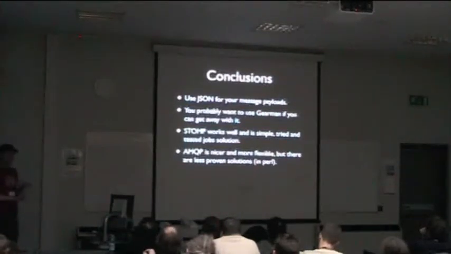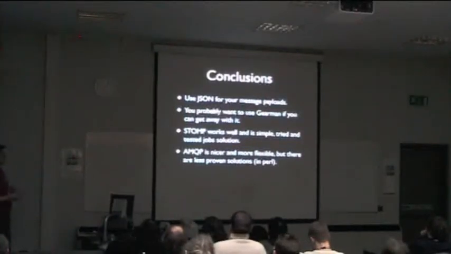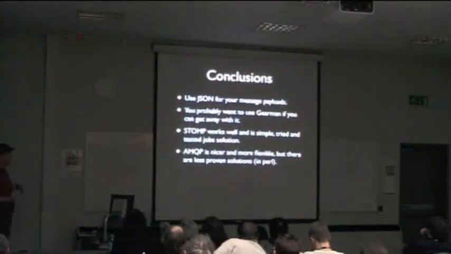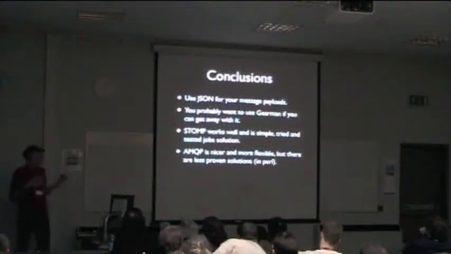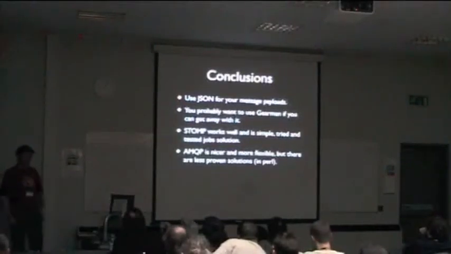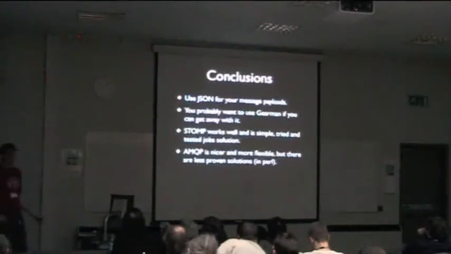Use JSON for your message payloads. It's nice, it interoperates, it means you can pass messages to Ruby or Python or anything else much more easily than with something else. If you can get away with using YAML, then do that. It's almost certainly the simplest solution. STOMP works well, other than the fact it involves Java and massive stack traces. AMQP is nicer, but then RabbitMQ is Erlang, which involves massive stack traces. There are less proven solutions in Perl. I've been playing a lot with AMQP stuff. If you just want something that works, AMQP is maybe a little cutting edge. I'm done. Questions?